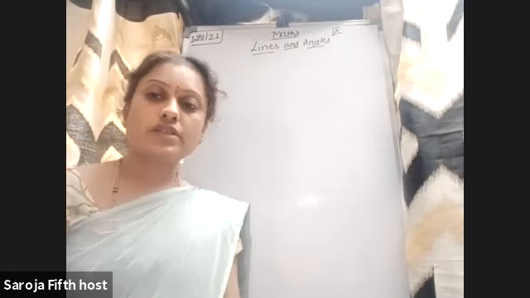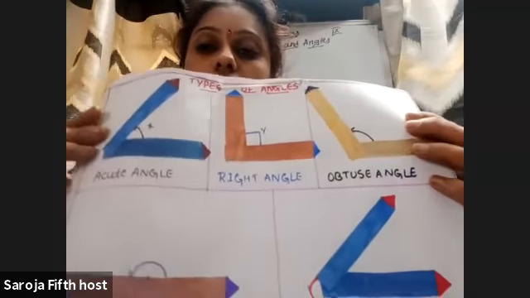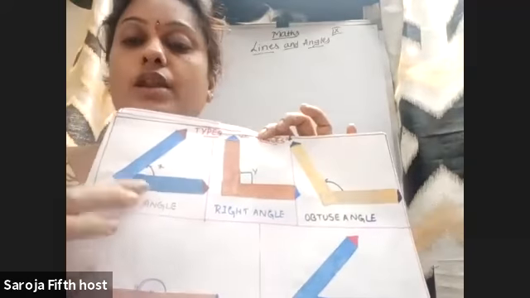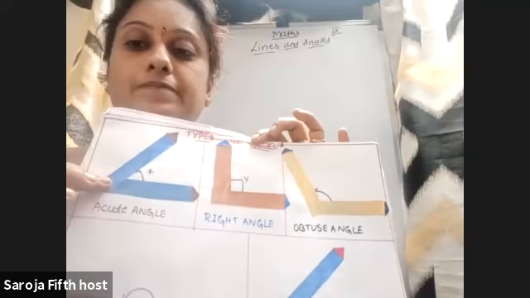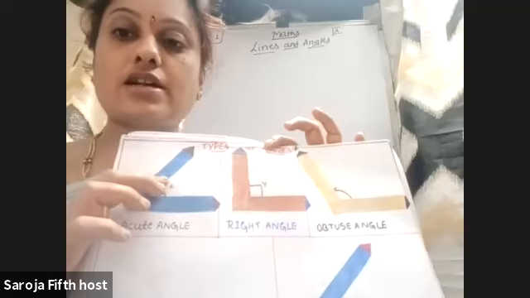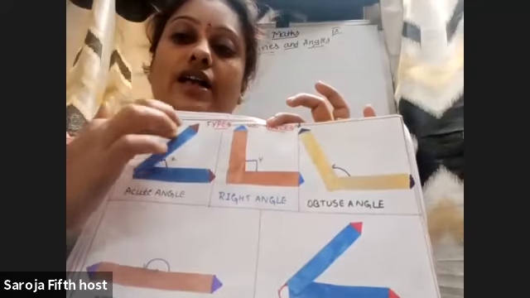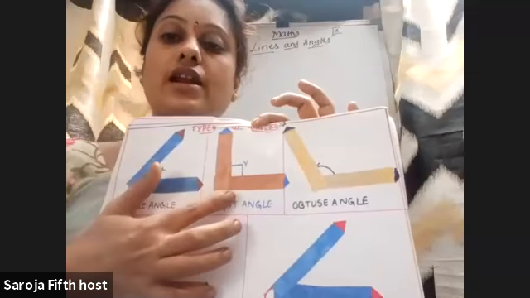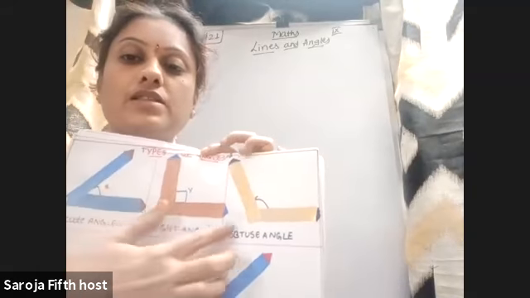The types of angles. Okay, can you see this? Yes, ma'am. Types of angles. So this first one is an acute angle. You can see that it is less than 90 degrees. So this marked angle, angle X, is called an acute angle. These two are arms of the angle. And this is a right angle. And this is an obtuse angle.